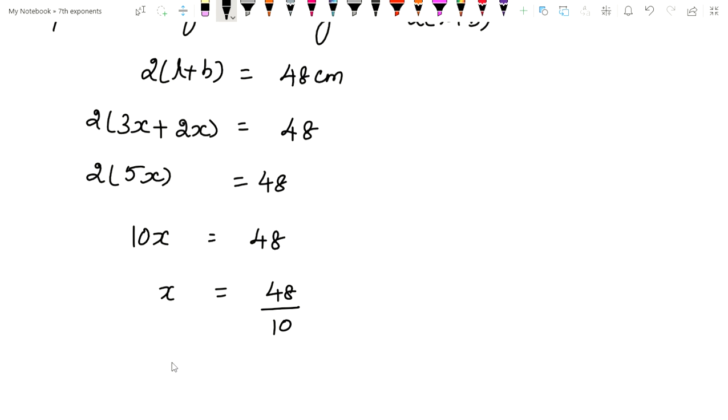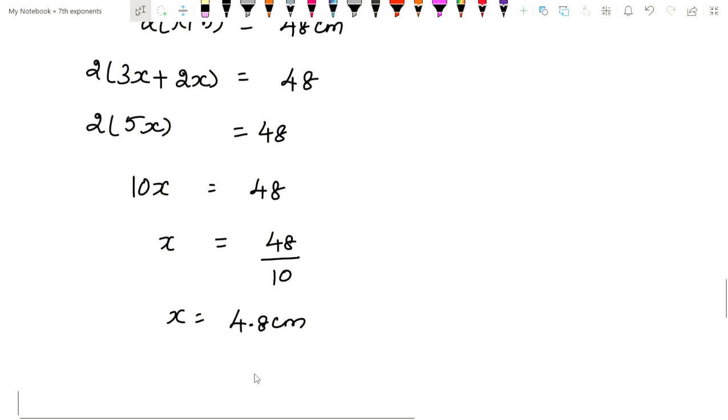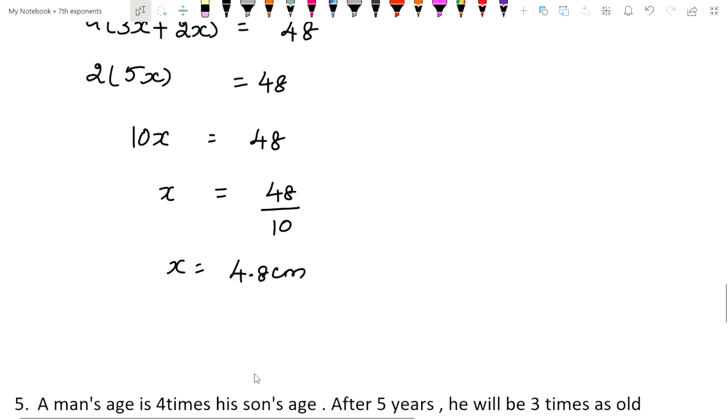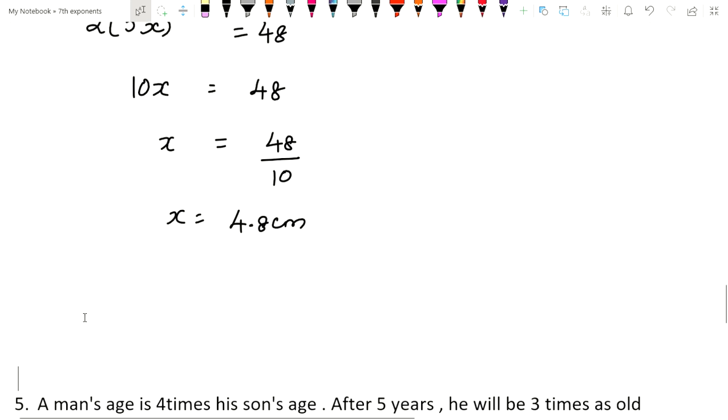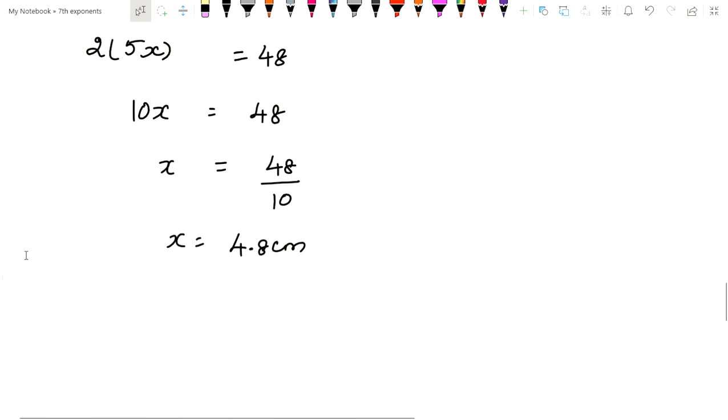When we divide this, what will you get, children? Here 1 0 is there, so you keep one decimal. So 4.8 centimeter. They said to find out the dimensions. What are the dimensions of the rectangle, children? Length and breadth.